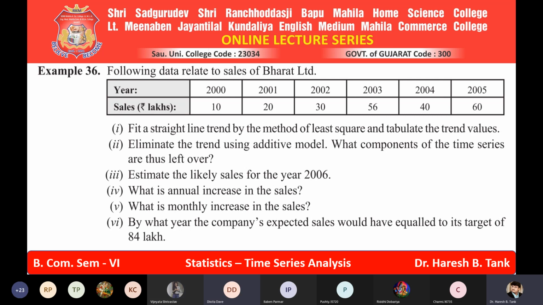X. Taking a deviation. Taking a deviation means again a column is required, and a deviation is to be taken off. Okay, from where will you take a deviation?